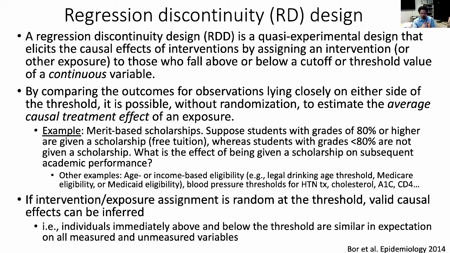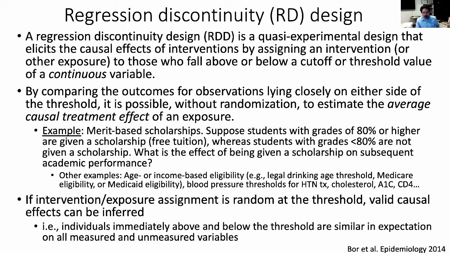The fact is that those individuals who are slightly below or slightly above the threshold are not really that different with regard to most characteristics, except for that continuous variable. And this is in part due to the fact that it's a very small difference, but it's also in part due to the fact that the way we measure these continuous variables comes with some random error associated with it. So there's a little bit of random variation that happens naturally. So by comparing the outcomes for people who lie closely on either side of this threshold, it's possible, without randomization, but exploiting the random nature of the variable, to estimate the average causal treatment effect of an exposure.